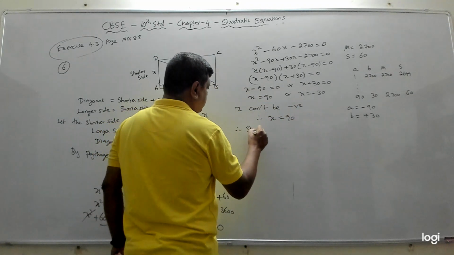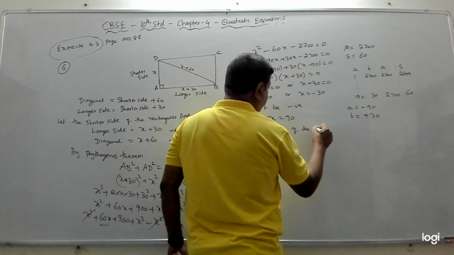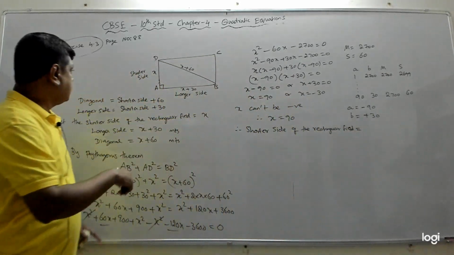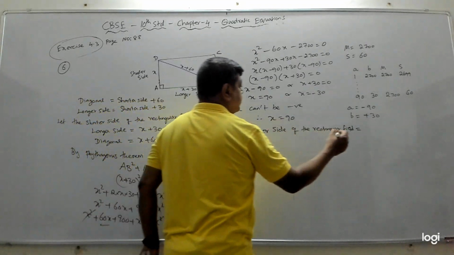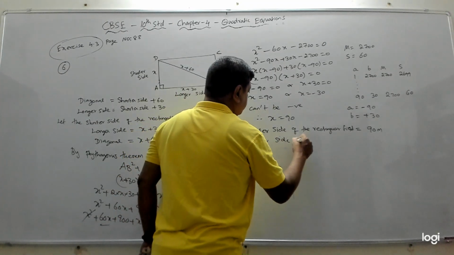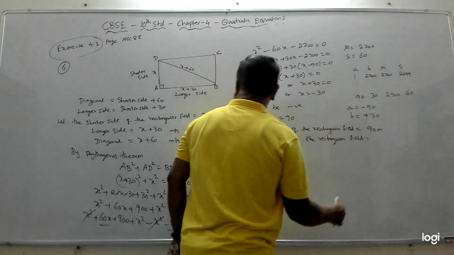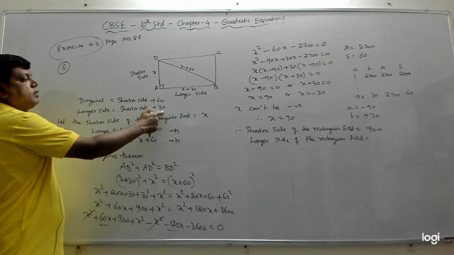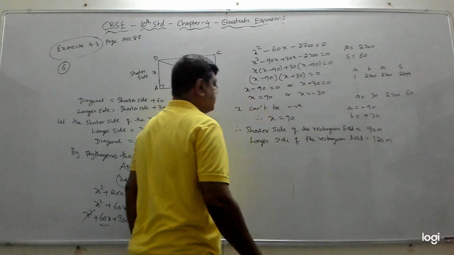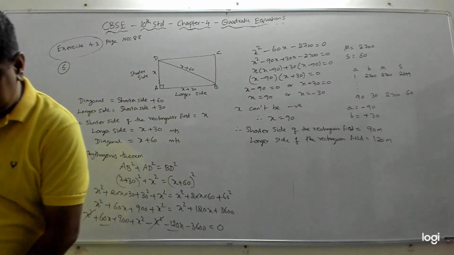So the shorter side of the rectangular field is x. We assumed the shorter side as x, and x is 90, so it is 90 meters. So what is our longer side? The longer side of the rectangular field is the shorter side plus 30. The shorter side is 90, so 90 plus 30 is 120 meters. So this is the answer. We have found the shorter side and the longer side of the rectangle. Fine, so copy this.